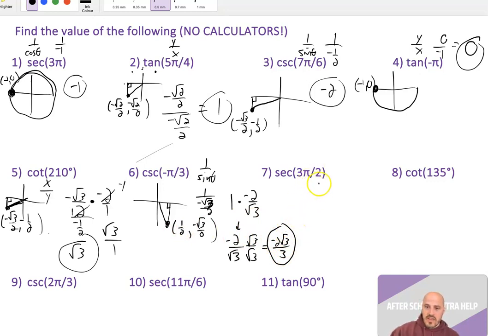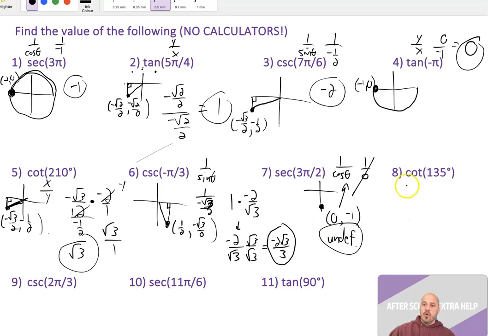All right, moving along. Secant of 3 pi over 2. That's down here at 270. Let's write out our coordinates down there. My x value is 0, I didn't go left or right at all, and my y value is negative 1. Secant is 1 over the cosine, or 1 over x. When I throw my x in there, I get 1 over 0. We don't like that. Never divide by 0. Undefined.